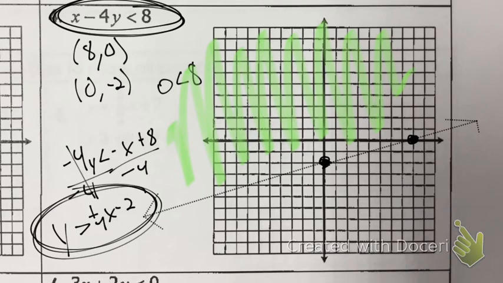But the reason you have to test it out is, look what this symbol is in standard form. It's a less than symbol, right? But it gets divided by a negative if you go slope-intercept. So test. It's so easy to test the origin, 0, 0, here, right? Because 0 is less than 8. That's all your test is.